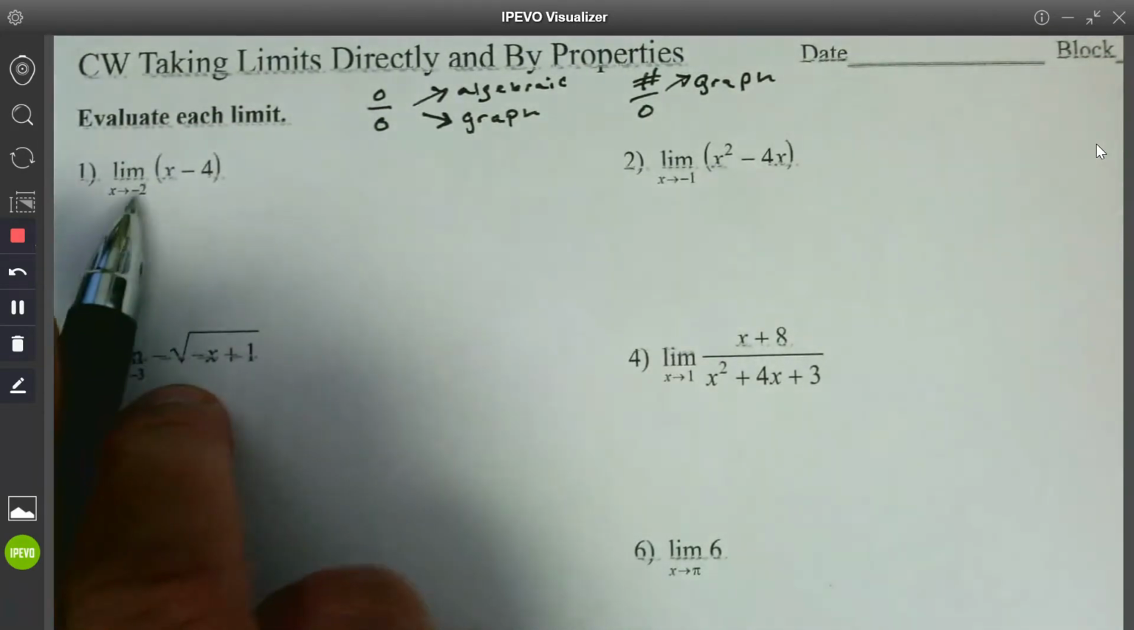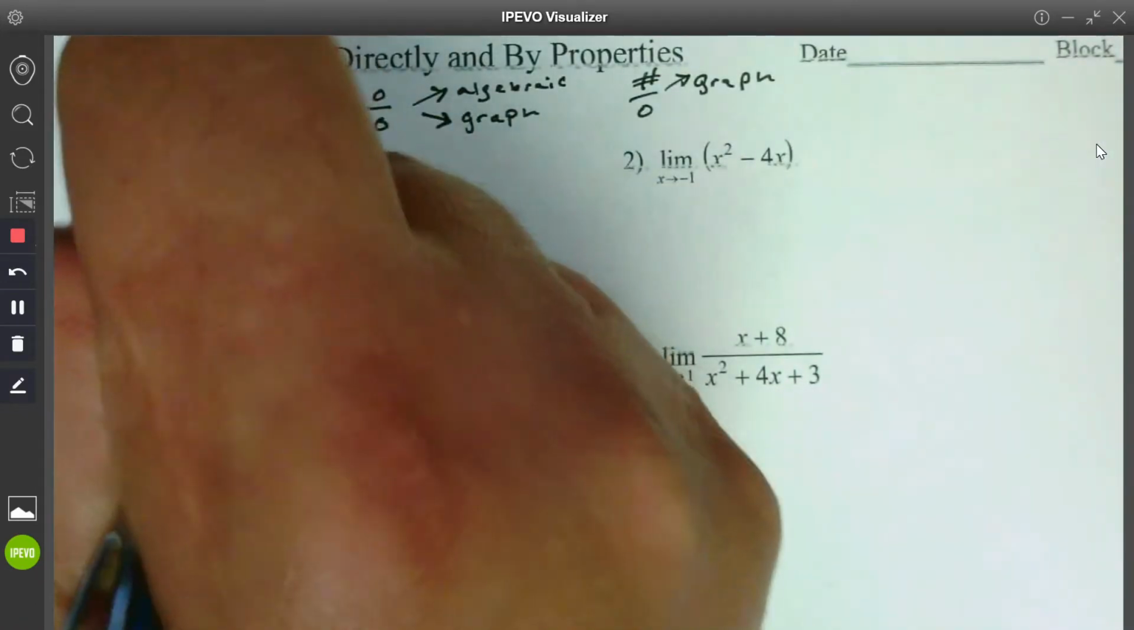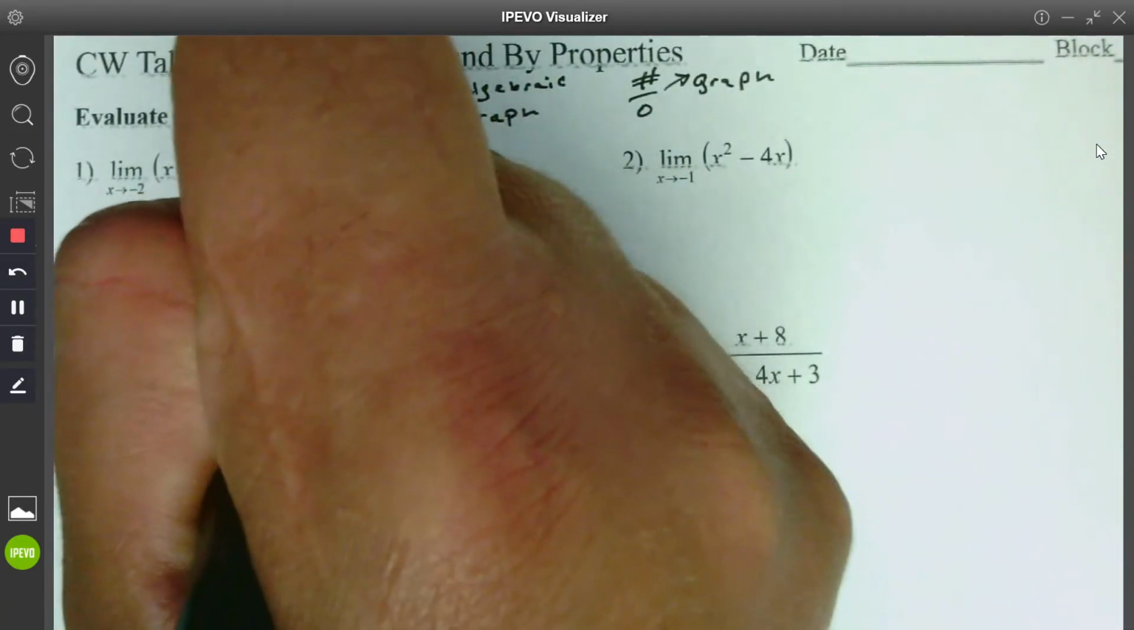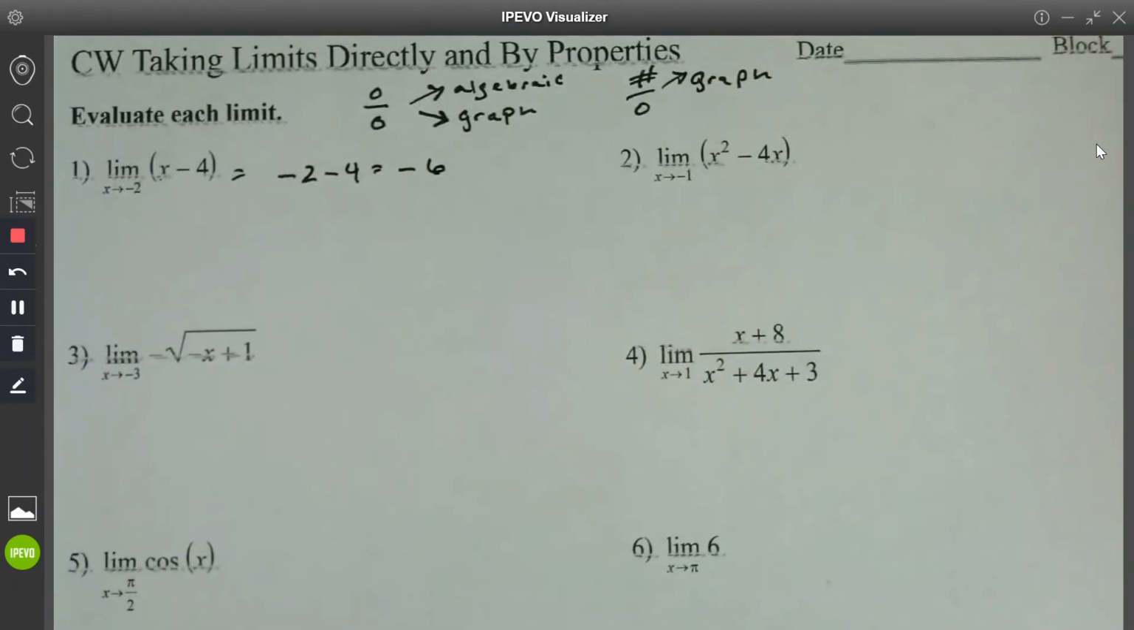So the first one here, this reads the limit as x approaches -2 of x minus 4. So x minus 4, that's a linear function. And we can just plug in the -2 in there for x. And we end up with -6.